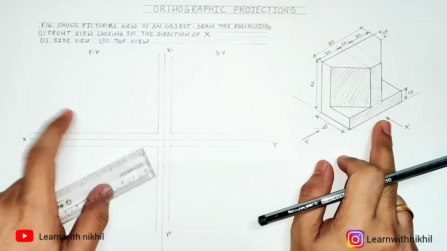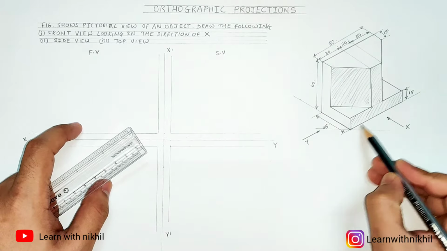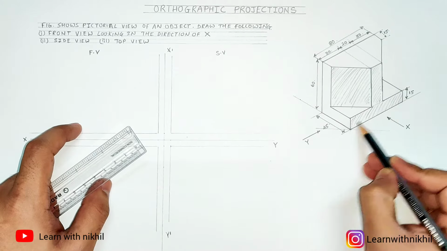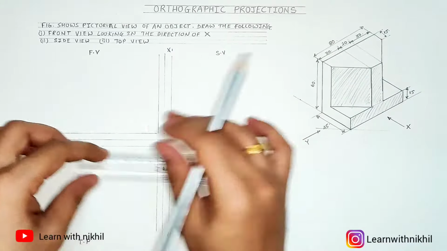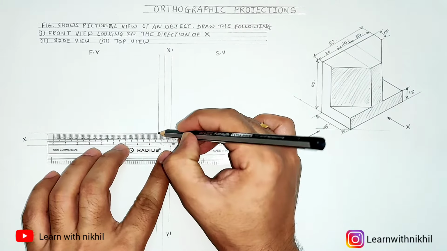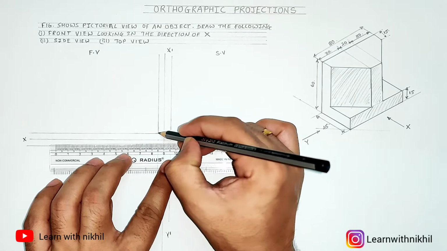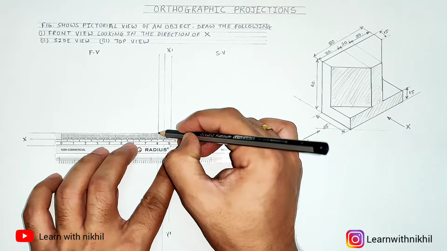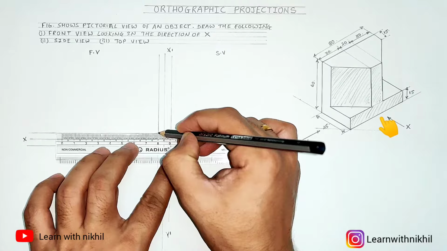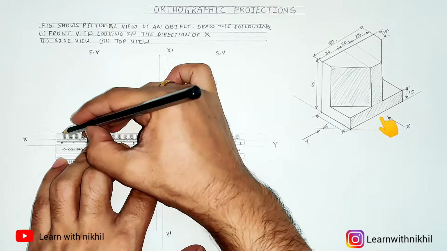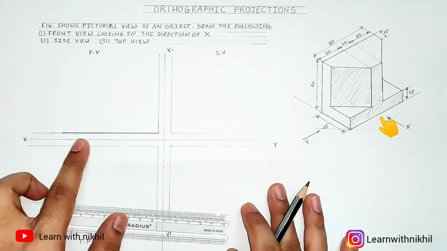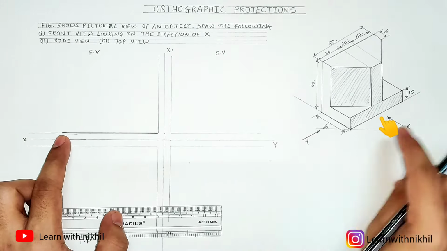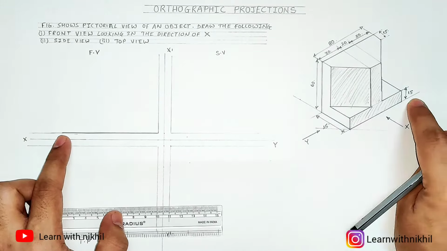Now coming back to the sum, first we will draw the front view. Always first draw the front view. Now this dimension is given over here, that is 80 millimeters. So first we will draw the dark line of 80 millimeters. Now we have drawn the first line of the front view, that is 80 millimeters.